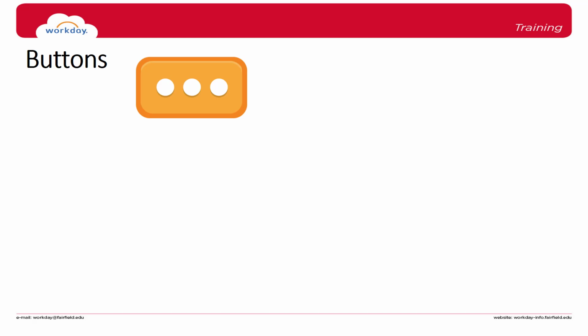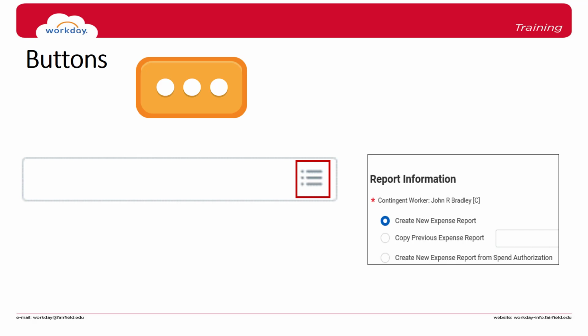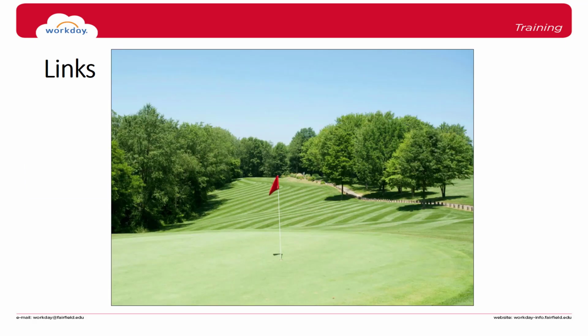Workday provides a number of ways to fill a field with information. You can type the entry into the box. You can use the selection prompt icon to display a menu from which you can select one or more items. Another way is to make a selection using a radio button, which is a circle you click on to highlight. Here, Create New Expense Reports radio button has been clicked, making that the selected option.